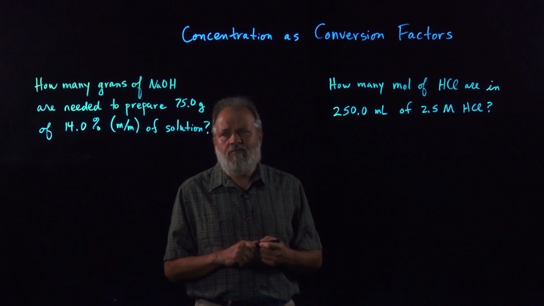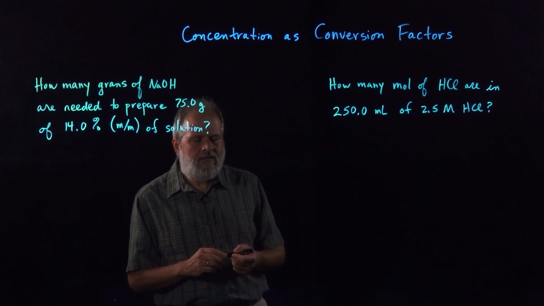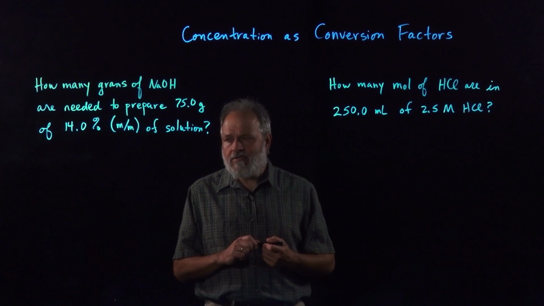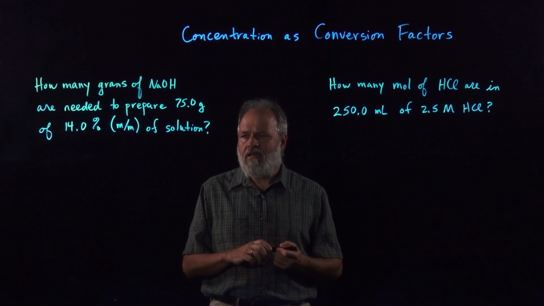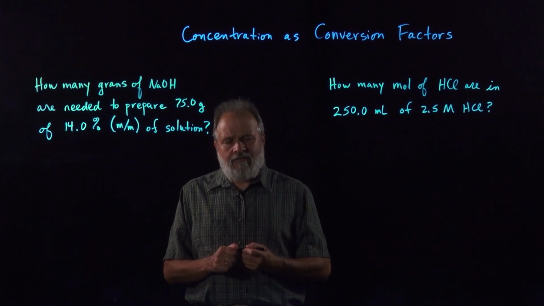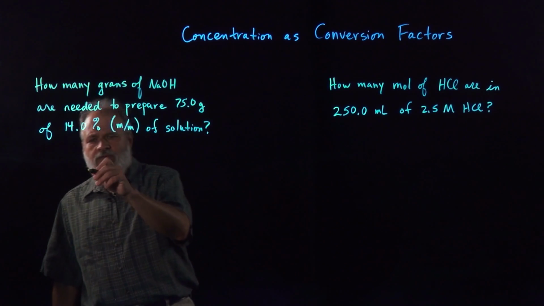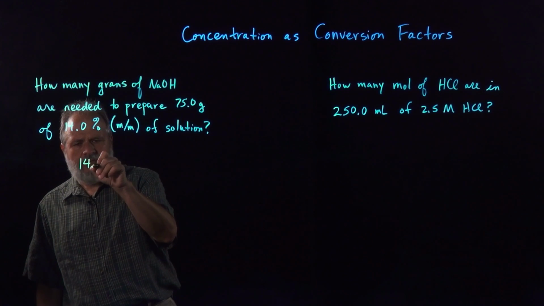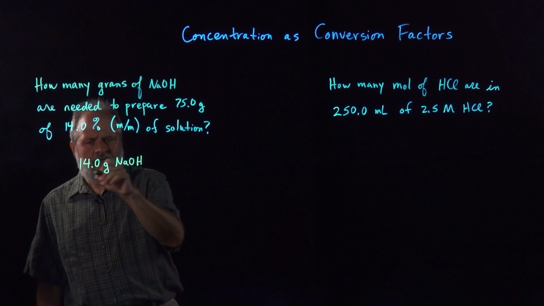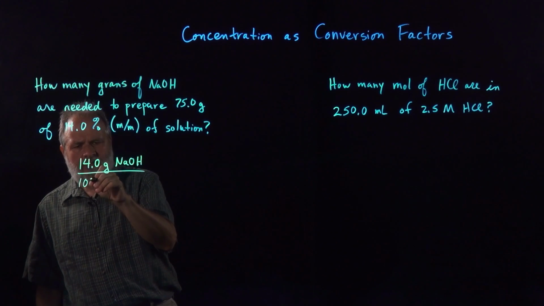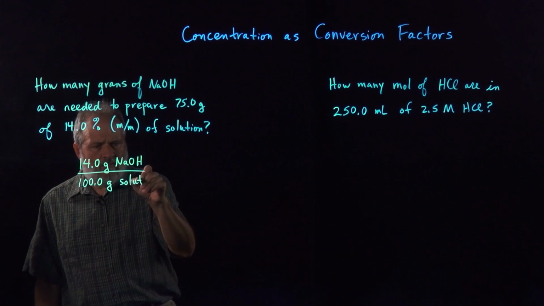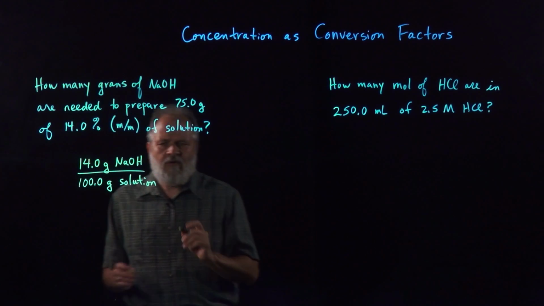How many grams of sodium hydroxide would you need if you were asked to make 75 grams of a solution that is 14% by mass sodium hydroxide? First of all, let's just write down what the conversion factor is. 14% will be 14.0 grams of sodium hydroxide divided by 100 grams of solution. Okay, so that's the conversion factor.